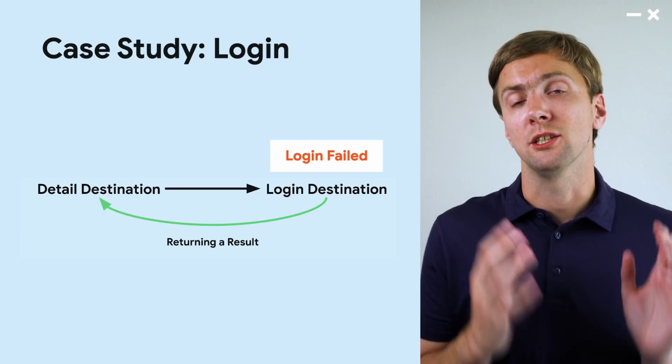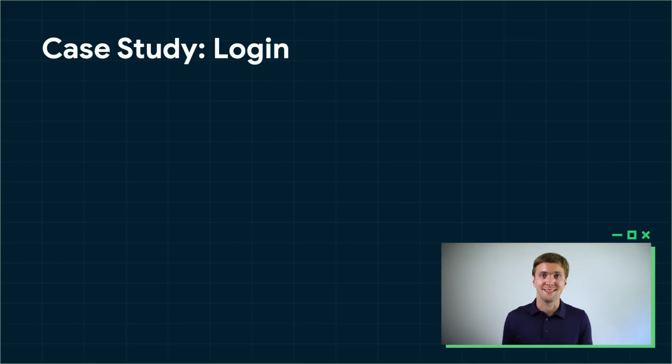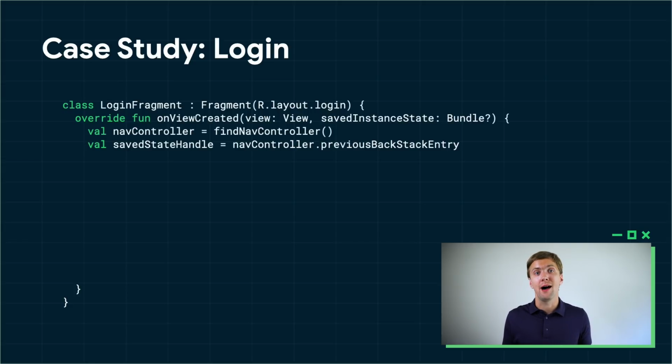Let's take a look at what this logic looks like, starting from your login destination. So our login fragment can be called from potentially many destinations. How do we know where to return a result to? Here's where the Navigation 2.3 API of previous backstack entry comes in handy. It will always return the previous nav backstack entry, the class that encapsulates all of the NavController specific state for the previous destination. From there, we can get a reference to its save state handle. It provides us with a key value map that has two important qualities. It survives configuration changes as well as process death and recreation, so you never lose results, and it's observable, a fact our other destination will take advantage of.